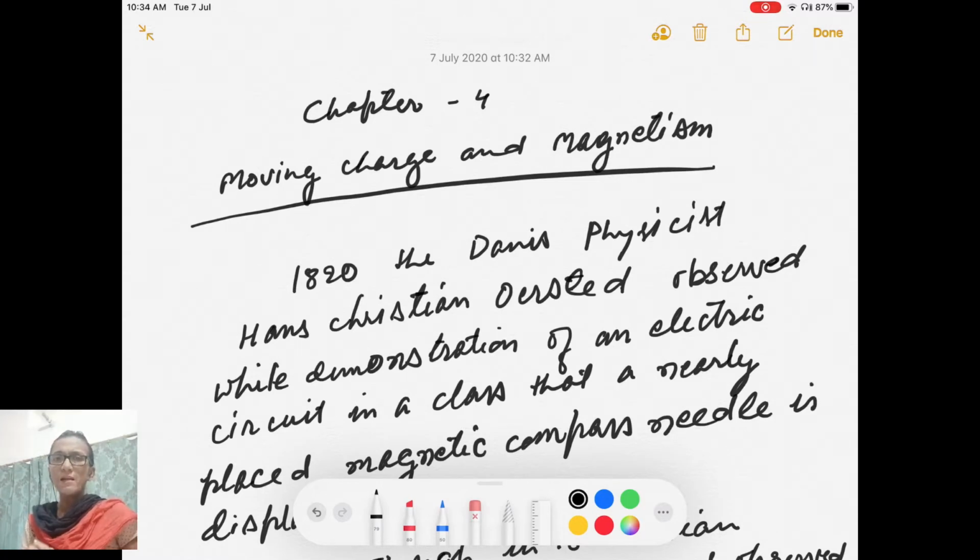Okay, so in 1820, a Danish physicist, Hans Christian Oersted, while doing some demo class, to his surprise observed that when he completed the circuit, a nearby magnetic compass needle got deflected each time. So the circuit was completed here, and a compass needle, which is in no way connected to the electric circuit, kept near it, got deflected each time.